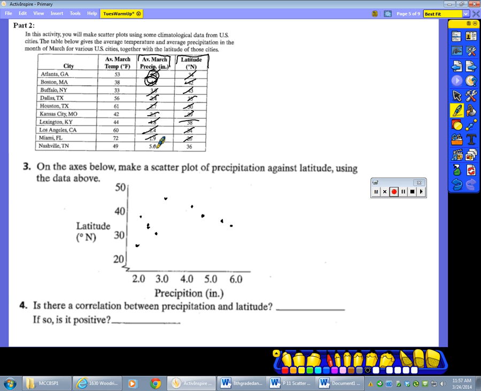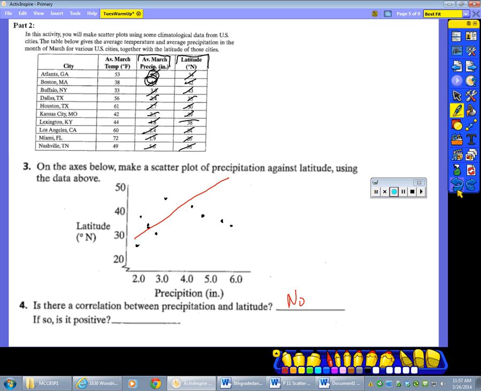All right. So there we go. There's my scatter plot. It kind of looks like it goes up and then it kind of goes down, doesn't it? Okay, so let's look at our next question. Is there a correlation between precipitation and latitude? And I'm going to have to say no, there's not a very strong correlation, because I can't say that it's a positive correlation where it's constantly going up, you see, because this data right here is not going upward.